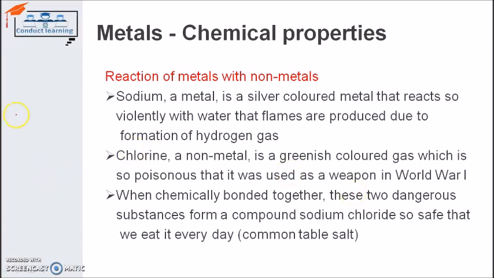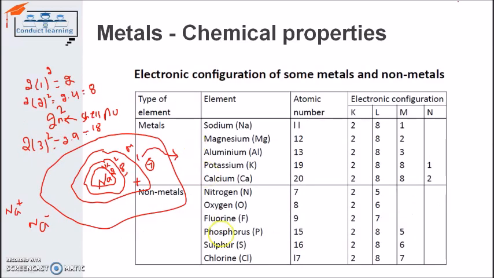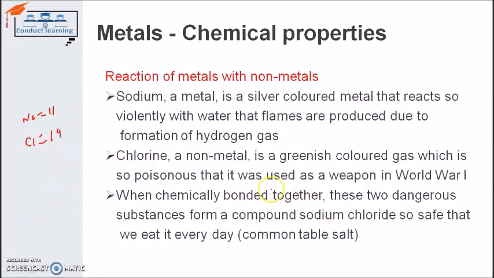So if we take sodium, Na, and another is chlorine, if you see the atomic number, for sodium it is 11, and what about chlorine? You can also check this from the previous slide. Chlorine has 17, not 19, but sodium has 11. So chlorine has atomic number 17.